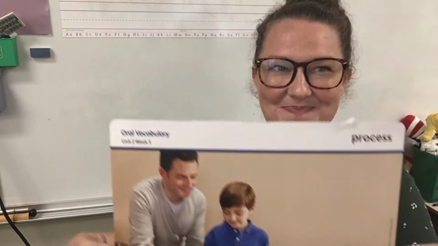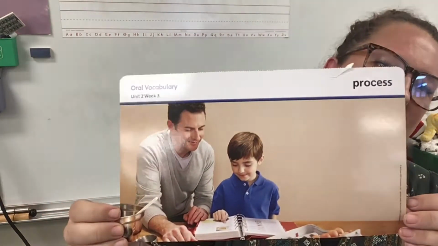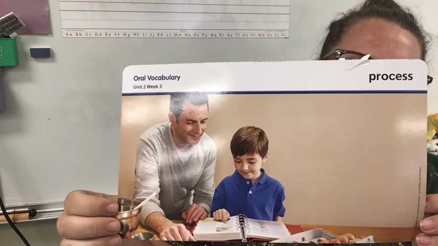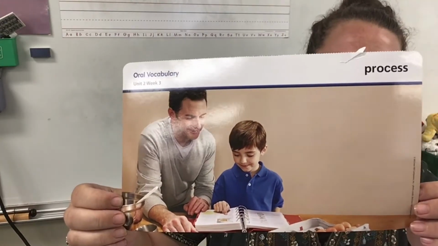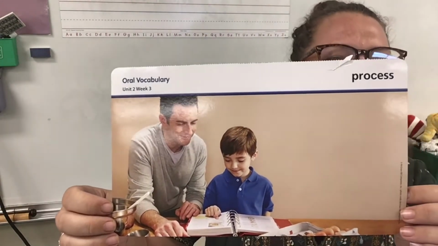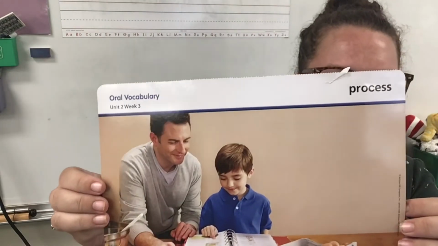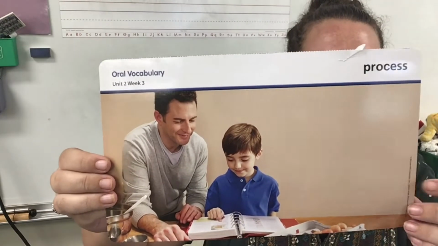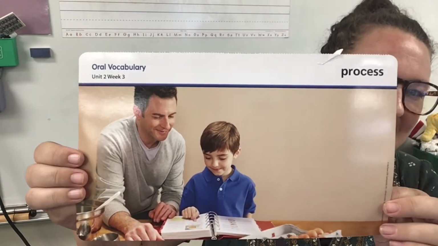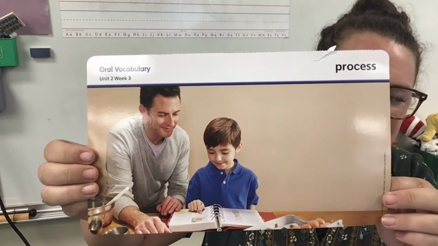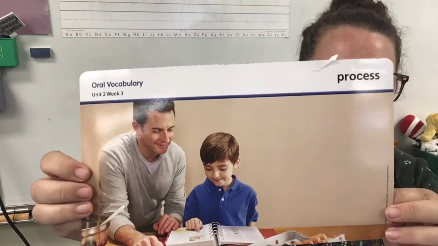Now I have 3 new words for you. Are you ready to learn what they are? The next one is process. When something goes through a process, it changes as it follows a set of steps. In this picture, the dad and son are beginning the process of making a cake.